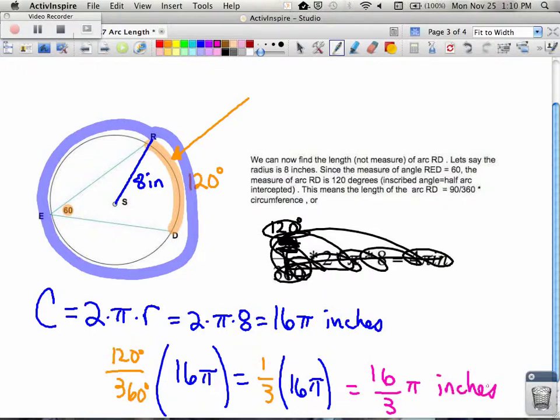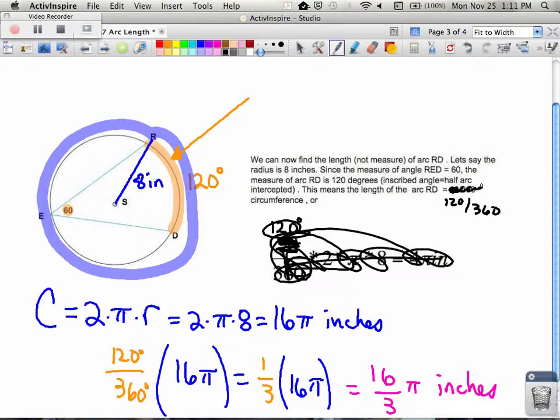So 16 pi we said was somewhere around 50, so in approximation that would be somewhere around 17 inches, which makes sense because if all the way around it's about 50, which is pretty close to 51, 1/3 of 51 would be 17 inches. So you can type that into your calculator and give a 2 decimal approximation, or you can just leave the pi there if you like. And again, there was an error on this slide, I believe. This 90 should have been 120 out of the 360 instead of the 90 that was marked there.